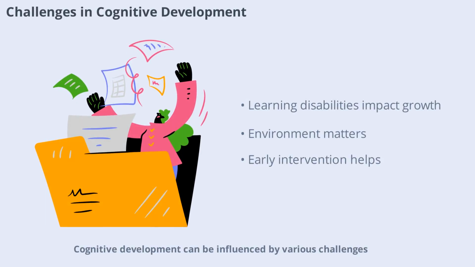Cognitive development can be influenced by various challenges, such as learning disabilities, environmental factors, and emotional difficulties. Early identification and intervention are crucial for supporting children who face these obstacles. By understanding the underlying theories, parents and educators can better address individual needs and promote positive outcomes.